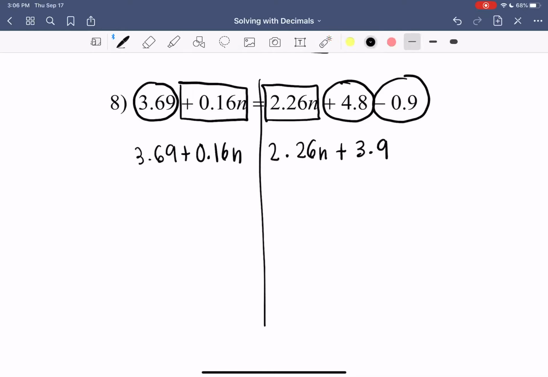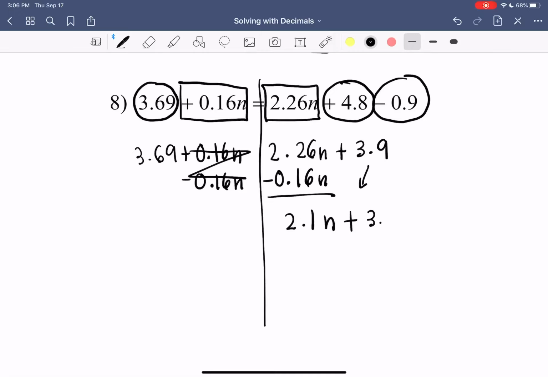So we're going to find our least coefficient and move it. So that is our 0.16. So I'm going to subtract 0.16n from both sides. So that will become 0. So 2.26 minus 0.16 will leave us with a 2.1n. And again, we just carry down what's left, plus 3.9. And on the left side, we have 3.69.